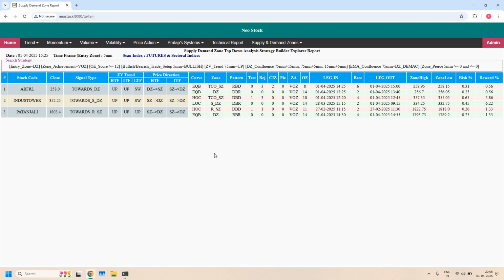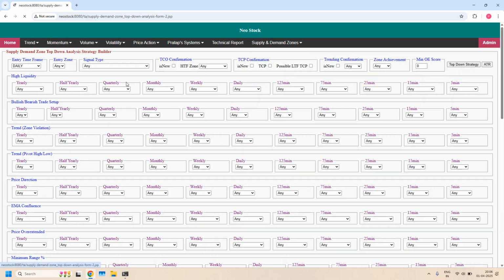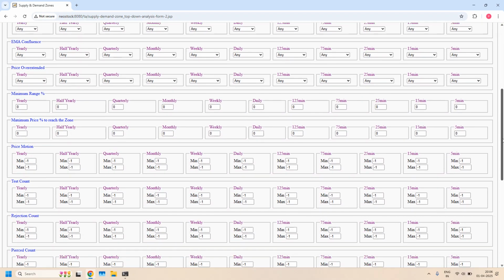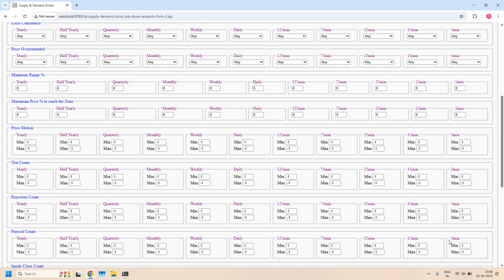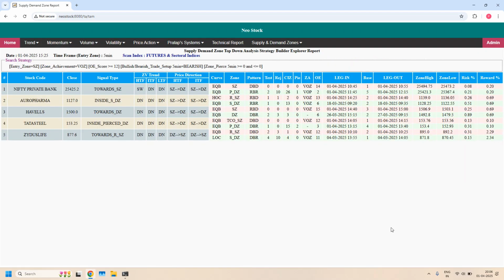Next, bearish trade setup for hourly income trade. Entry time frame 5 minutes. Entry zone, supply zone. Bullish or bearish trade setup at 5 minutes, I am selecting bearish. Zone achievement VOZ, minimum order enhancer score 12. And the 5 minutes supply zone should not be pierced. So in the pierced count, at 5 minutes time frame, minimum value 0, maximum value 0. With these filters, we got 5 stocks supporting bearish trade setup for hourly income trade.